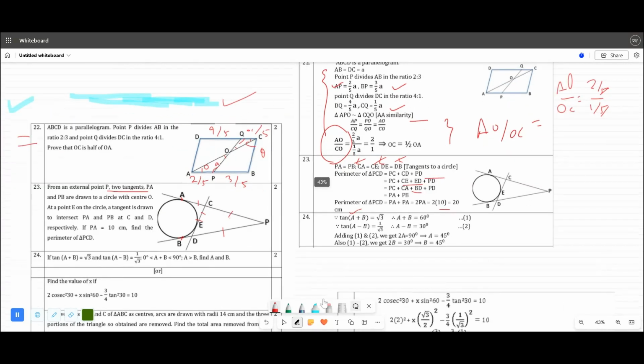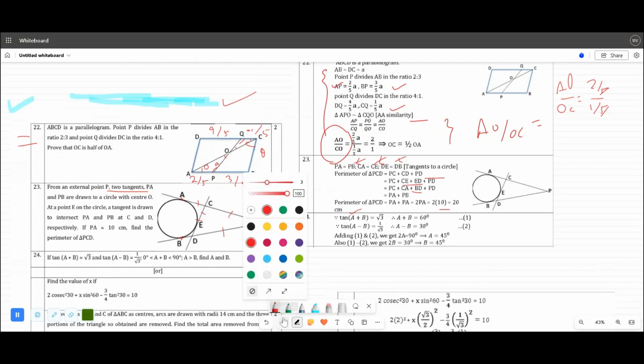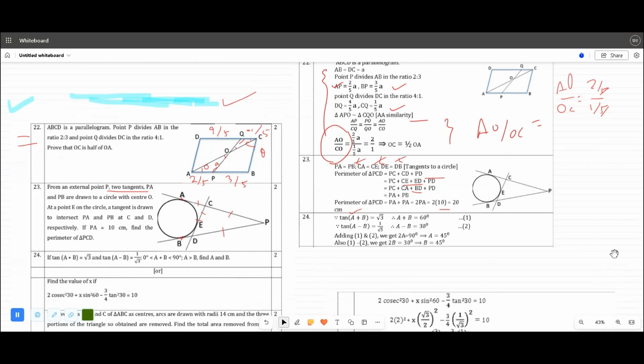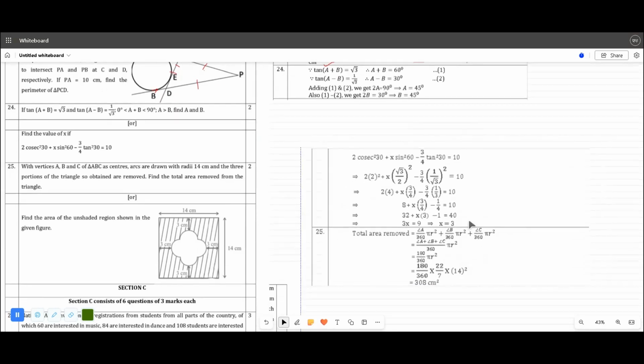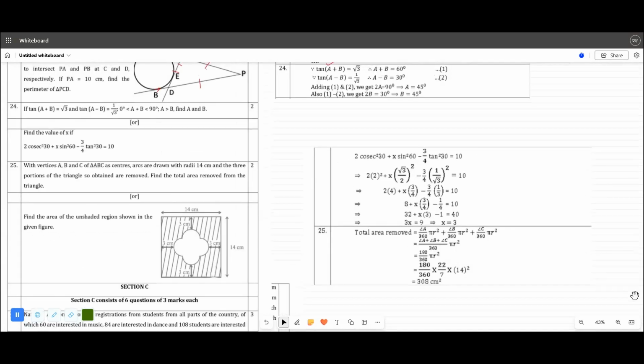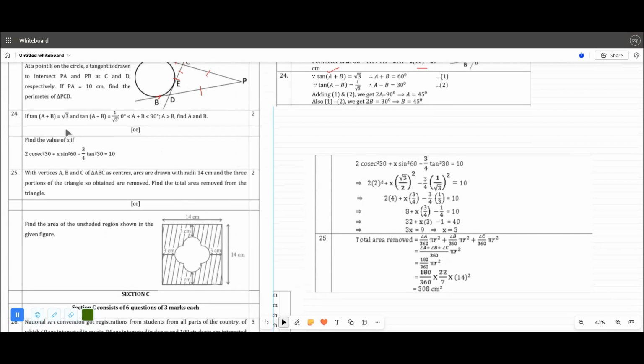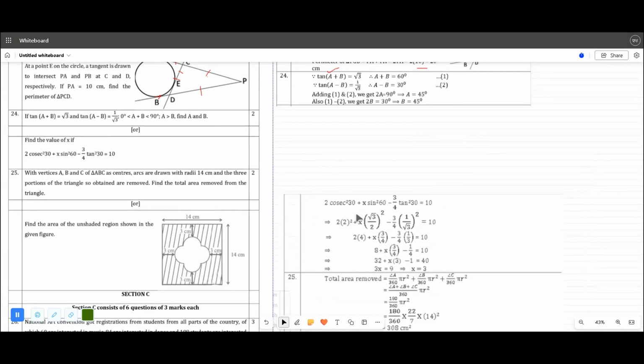अब इसको आगे बढ़ाते हैं. ओके, नाउ नेक्स्ट वन. If tan(a plus b) is equal to root 3 and tan(a minus b) is equal to 1 by root 3, and a plus b is between 90 and 0, this is given.